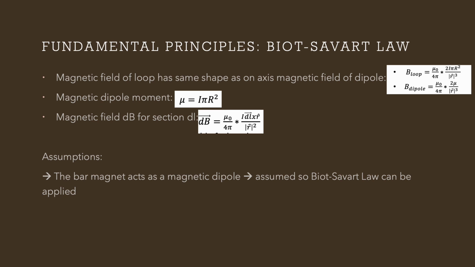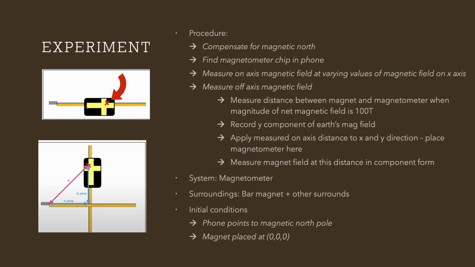Some of the assumptions we made were that the bar magnet acts as a magnetic dipole, and this is assumed so that the Biot-Savart law can be applied. The experiment was conducted as follows.